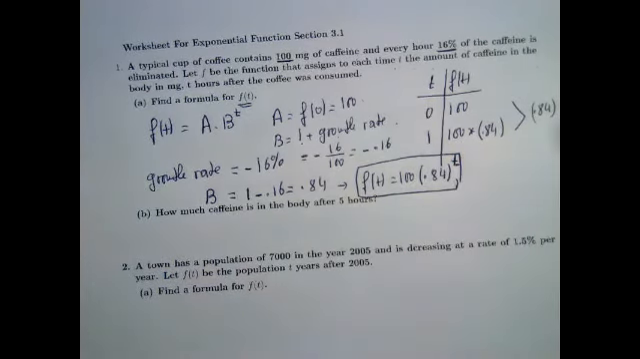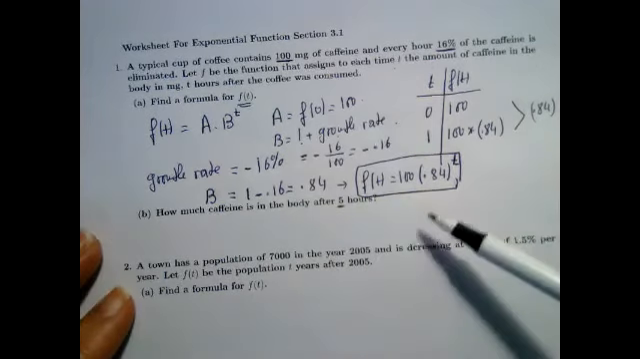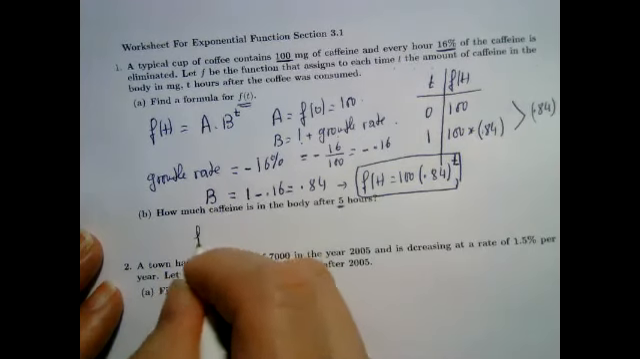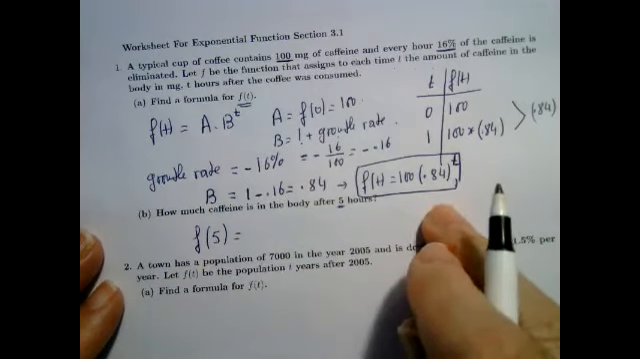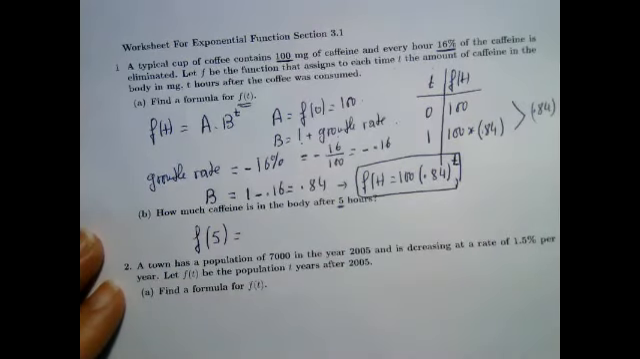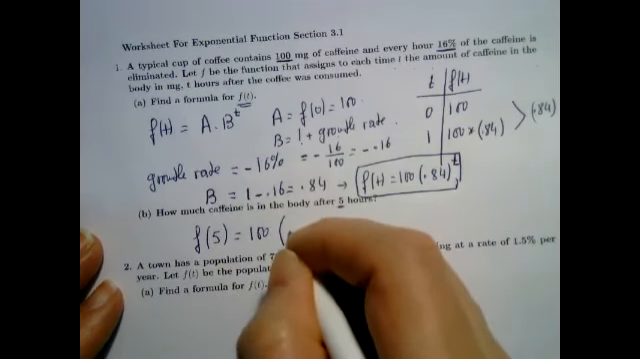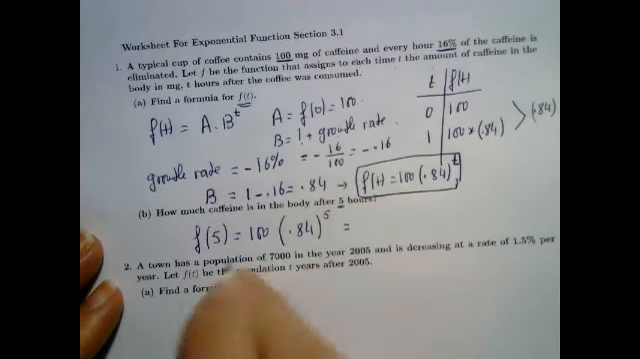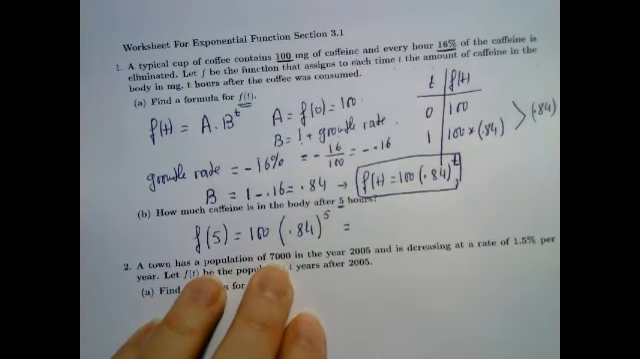Now, how much caffeine is in the body after 5 hours? So now that I have a formula, how much do I have after 5 hours? How much caffeine is left? Of course, we lost a lot. We're losing 16% every hour. So after 5 hours, I'm going to have 100 times 0.84 to the power 5. And the number is absolutely decreasing because we're losing 16%.